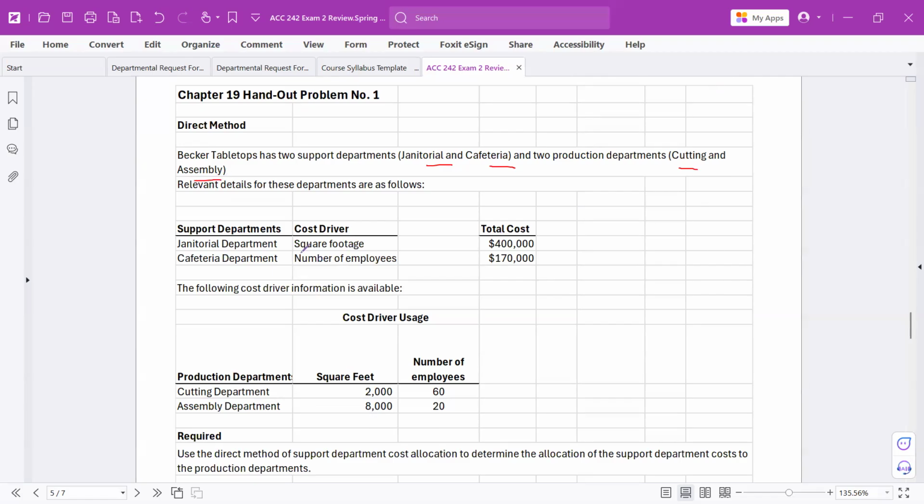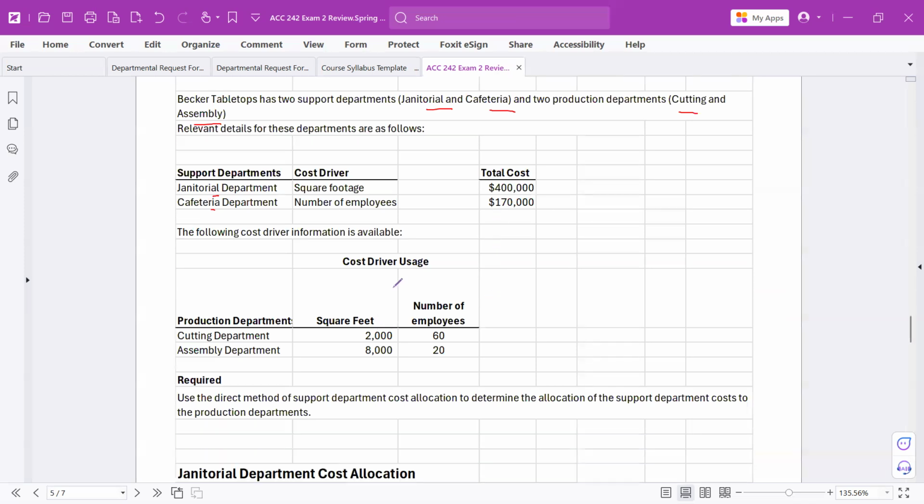So again, identify the appropriate support departments. They're here, right? Janitorial and cafeteria. The cost driver that goes with those support departments. Square footage goes with janitorial. Number of employees goes with cafeteria. And these are the costs that we have to allocate. And then we need usage of that cost driver. So the cutting department uses 2,000 square feet. Assembly uses 8,000 square feet. So we have usage of square feet and the number of employees. Cutting has 60 employees. Assembly has 20 employees.